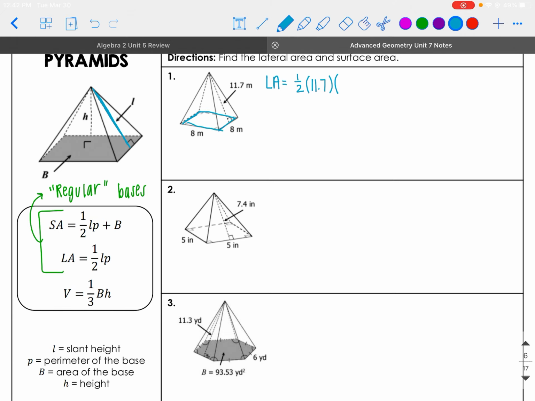So I have 4 sides, which are 8 each, so 32. And let's back up and just go ahead and write in L, my slant height, is 11.7. P was 32. And then capital B, area of the base, would be 64, because my base is this square. It's an 8 by 8. All right, so back up here to the lateral area. If I multiply those out, I get 187.2 meters squared.